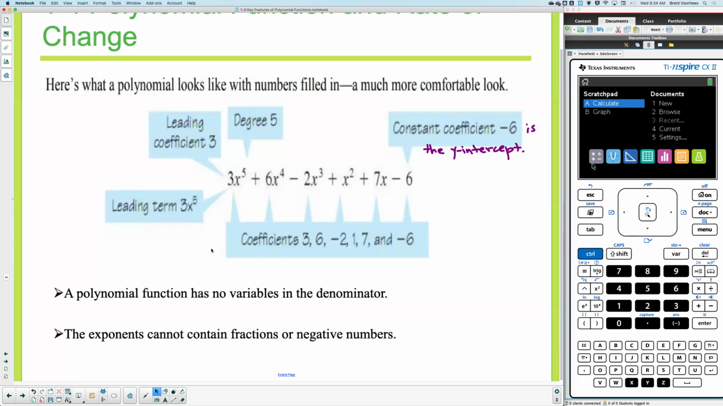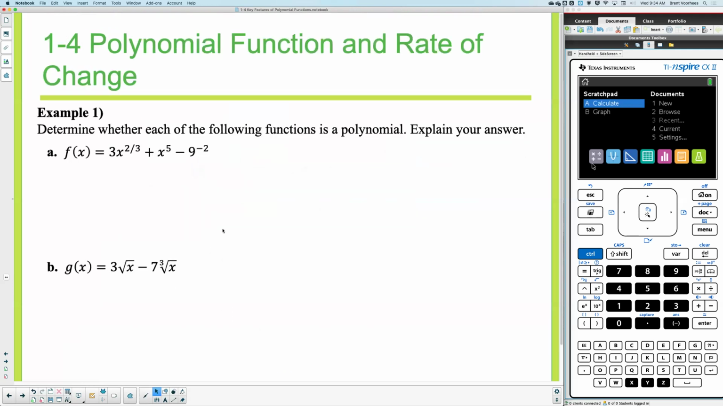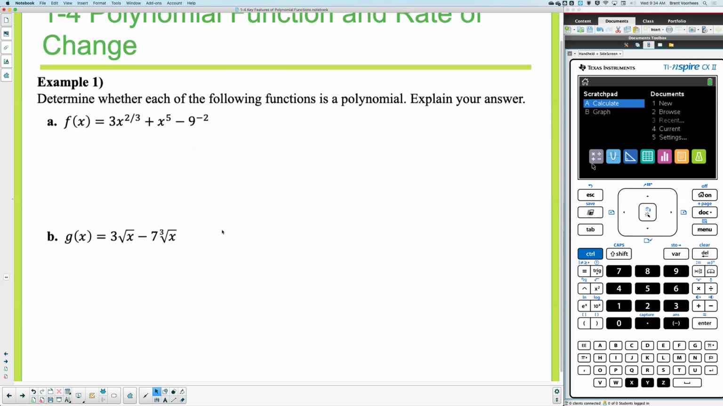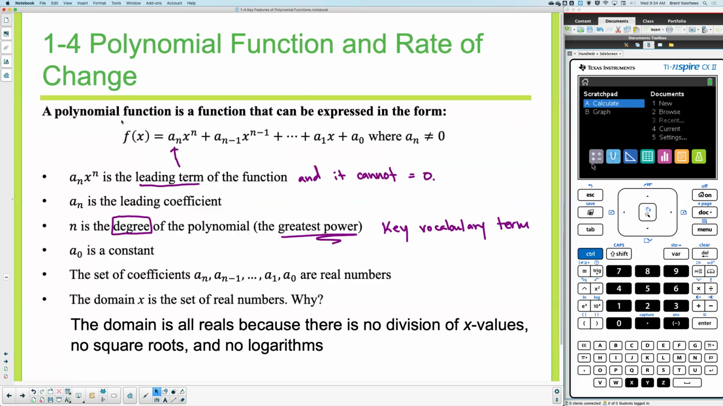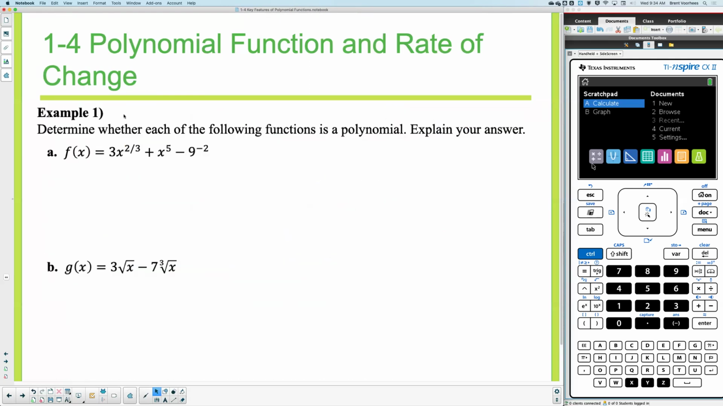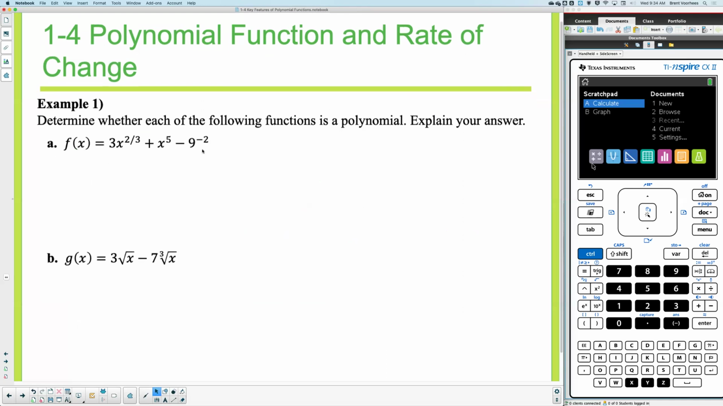Okay, so example 1. Example 1 says determine whether each of the following functions is a polynomial. Explain your answer. So based off the rules that I just gave you, you can cheat because you have a packet. You can look at this slide. What do you think when you look at part A? Is this a polynomial function or is it not a polynomial? I hear it's not. What makes you say it's not a polynomial?